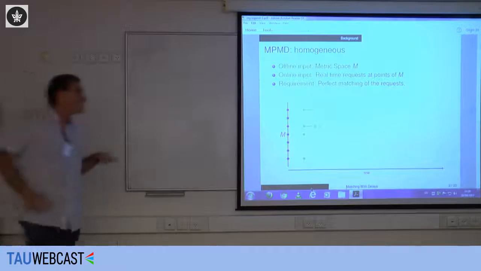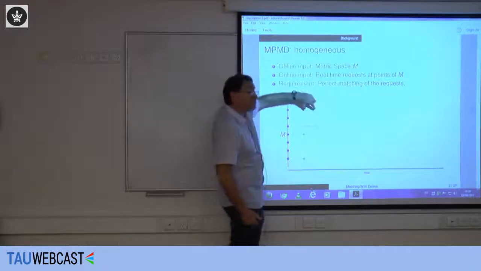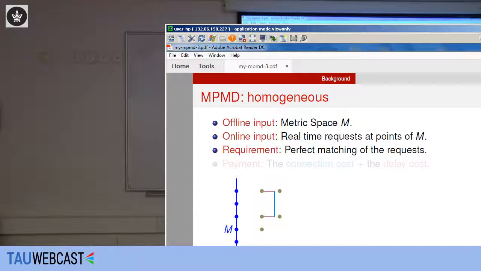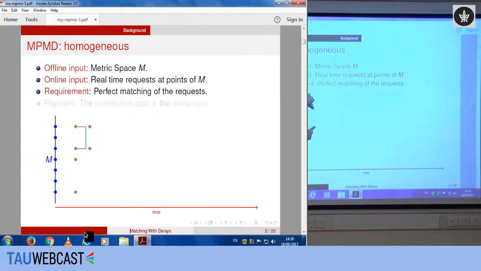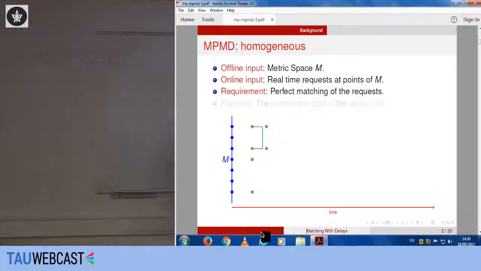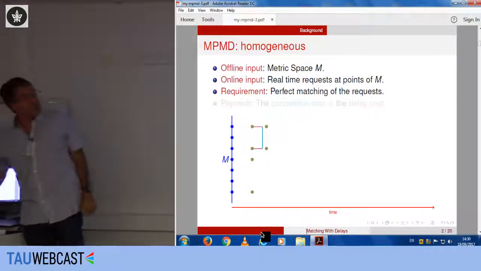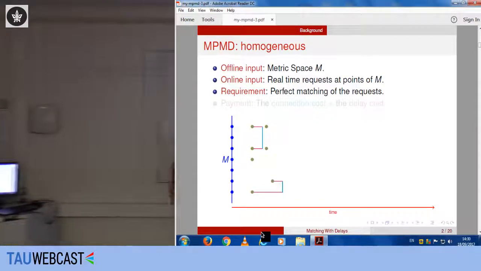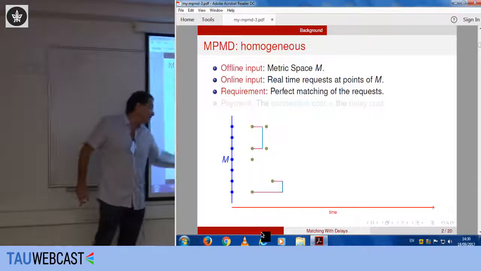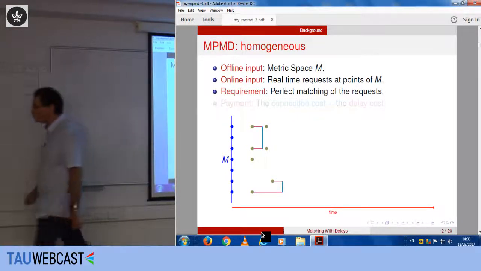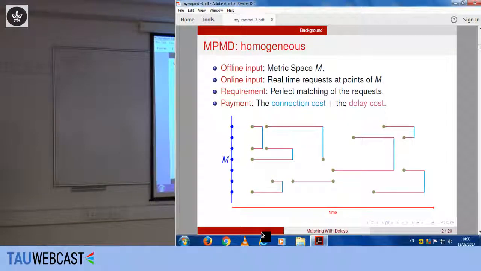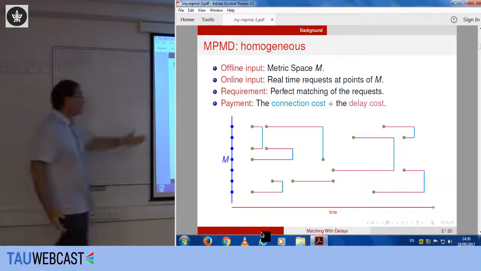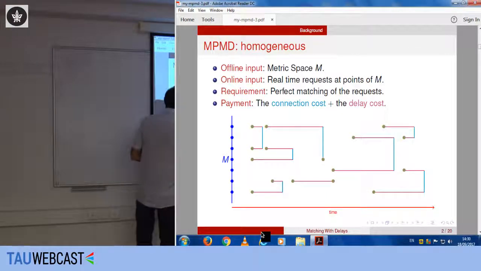So actually, this match was a mistake because these two points are at the same location. You should have waited a little bit and just matched these two, but you did not. So you get more points, and then you have to decide online how to match. You get one more request, and then you decide to match these two. This one waited a little bit, but this one waited quite a bit until it is matched, and so forth. So this is in general the picture of what's going on. Note again, this is the metric space, and this is time.